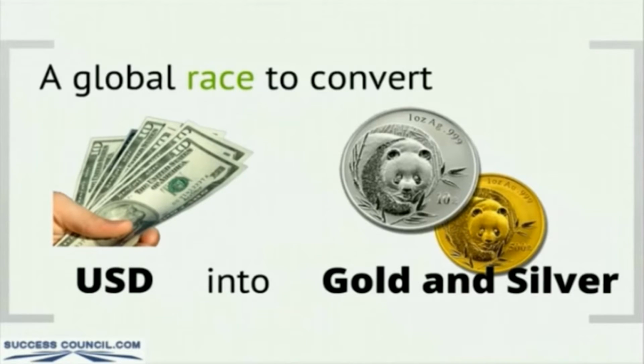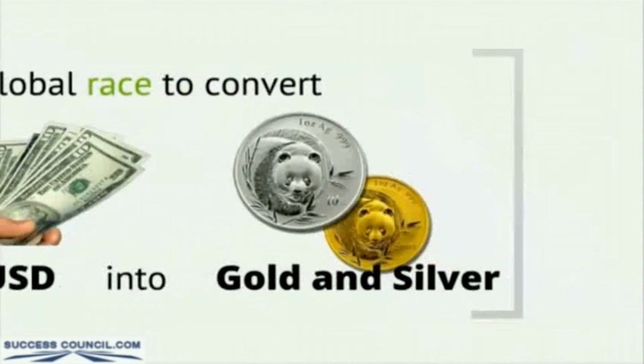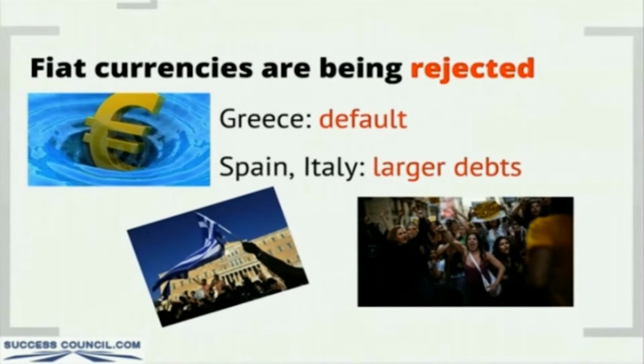The rest of the world is in a race against time to transfer their wealth away from U.S. dollars and into gold and silver without alarming anyone else so they can buy it while the price is still low. I strongly suggest you follow the example of these central banks because they clearly know something that the masses don't. Fiat currencies around the world are being rejected and people are moving to gold and silver.